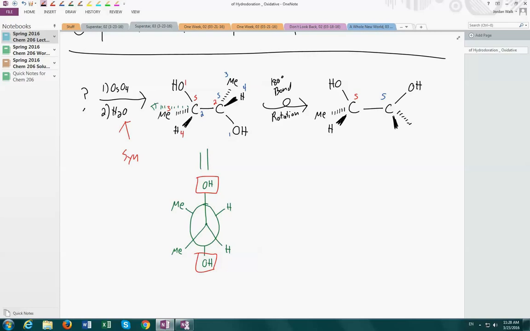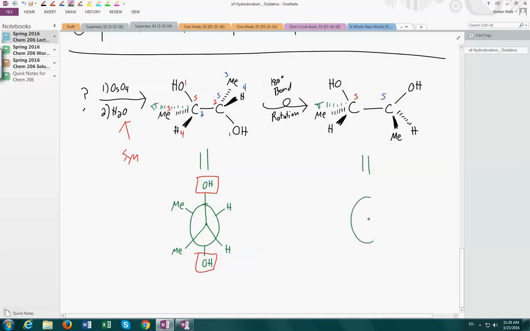And so if it's pointed up on a dash, if we rotate 180 degrees, it's now going to be pointed down and on a wedge. So our methyl group that was on a dash will now be on a wedge, and vice versa. Our hydrogen that was on a wedge will now be on a dash. And so we can see that if we draw another Newman.